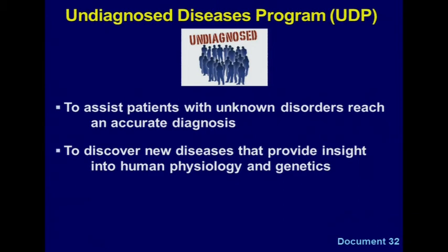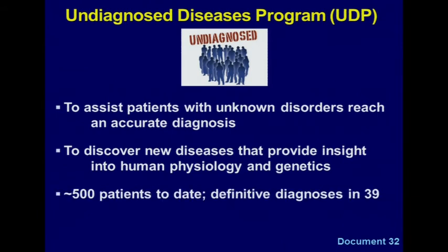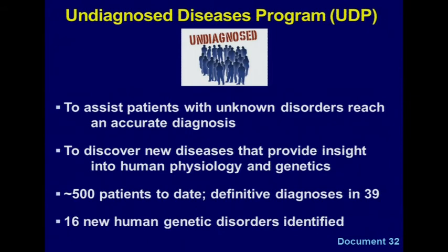In terms of numbers, the UDP has received 6,500 inquiries to date. It's reviewed 2,300 medical records and then accepted about 500 patients for further study. A definitive diagnosis has been reached for about 39 patients with rare diseases, and 16 new human genetic disorders have been identified. So far, the UDP has been a pilot program with funding committed only through this fiscal year.